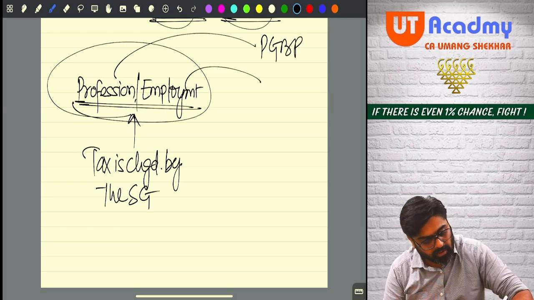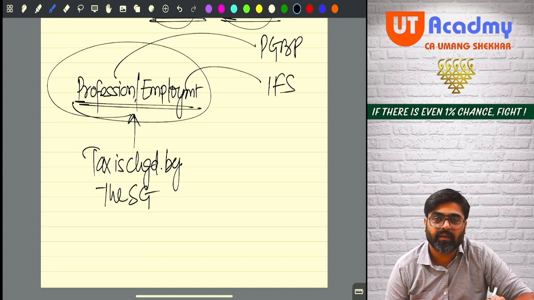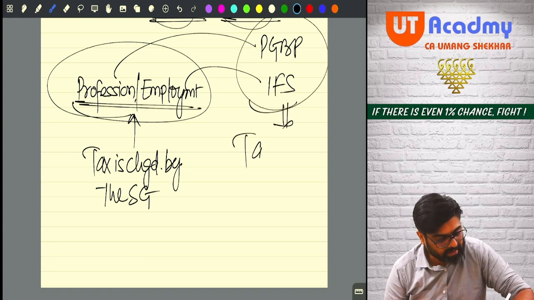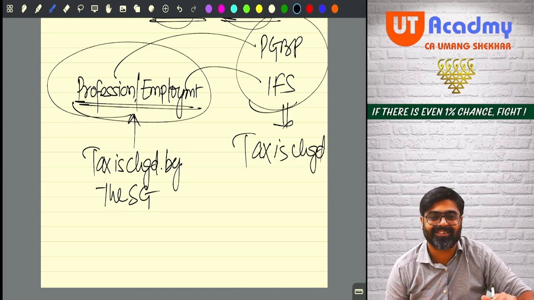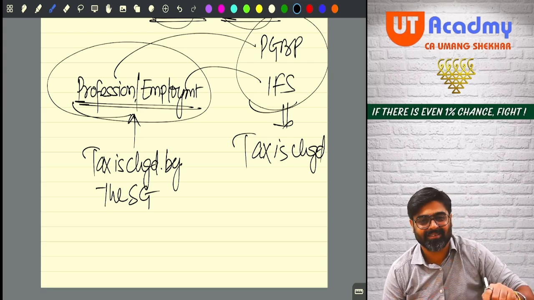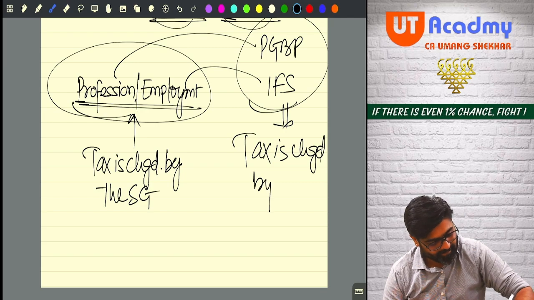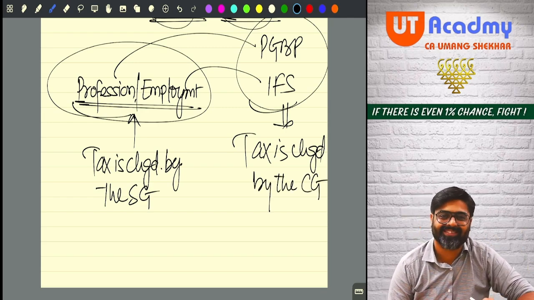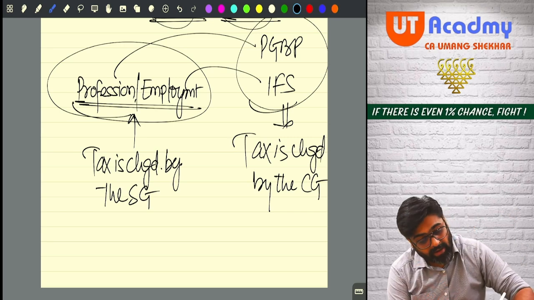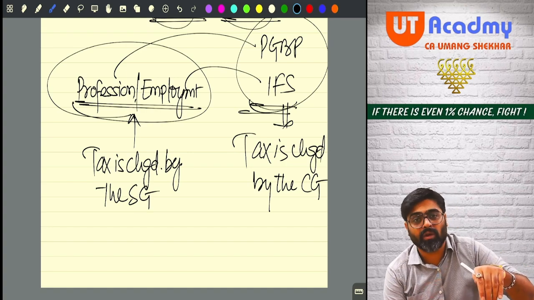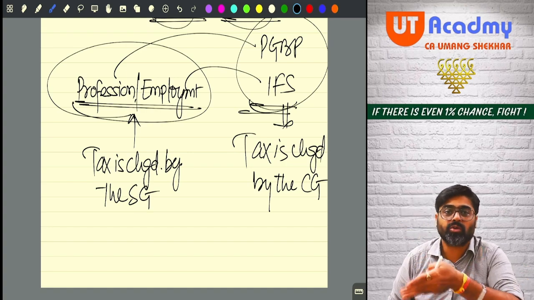From this employment, you are going to earn income from salary. On this income, a different tax is charged, and that tax is known as income tax. And that income tax is charged by the central government under the Income Tax Act. Now, whenever you are earning income from salary, from that income only you are going to pay the tax to the state government, no?